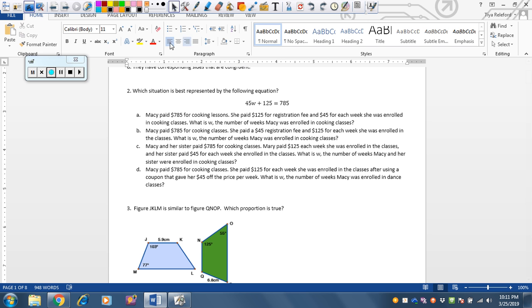Number 2 says which situation is best represented by the following equation. First, you need to find the ones that have 45 being multiplied. So, multiplication words: each, per, every, times. And then you need to find, actually, once you find that, you'll have your answer. The 125 is positive, so make sure that's a positive, not a negative.